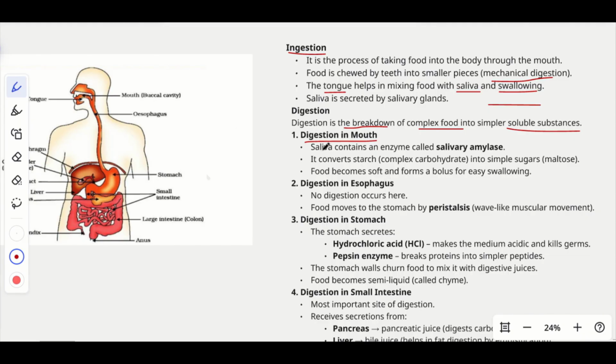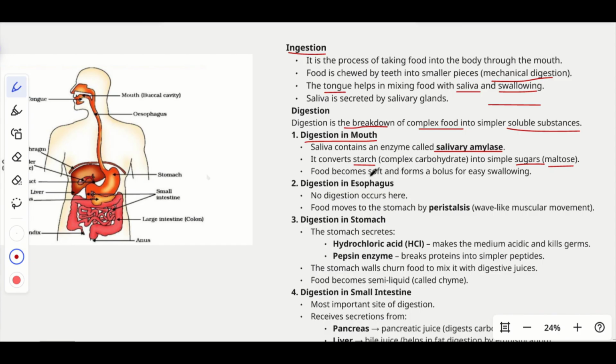So what is the first step? Like we mentioned, saliva contains an enzyme called salivary amylase. Here, saliva is mixed with the food in the mouth. The salivary amylase converts starch, that is the carbohydrate, into simple sugar molecules. That is also called maltose.